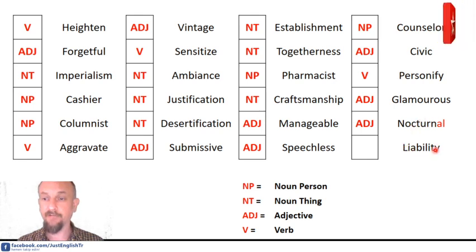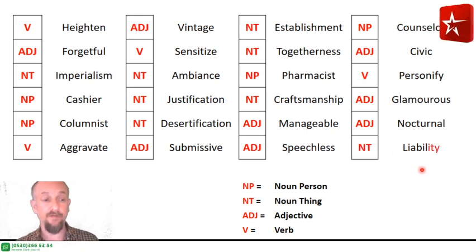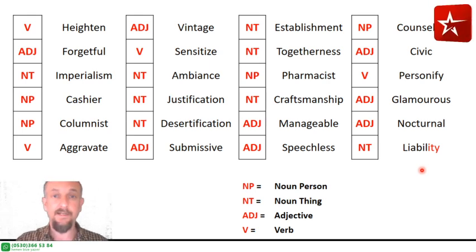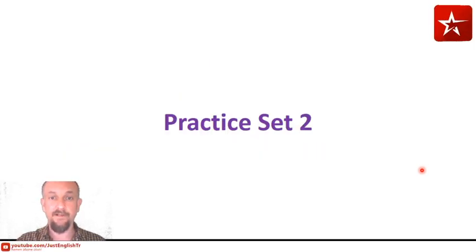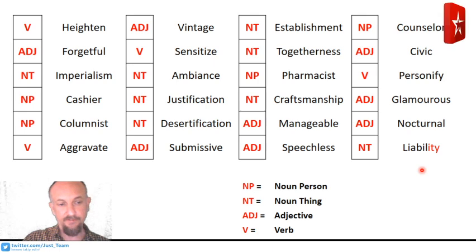Then down here we have liability. Liability. That's going to be a noun thing. You've all done very, very well. So let's move on to the next one. The next practice set. We'll do a couple of these. Nope, noun thing there, Ainus.